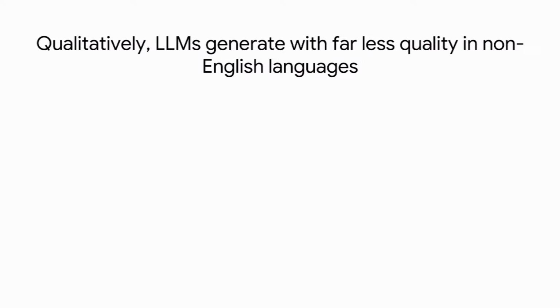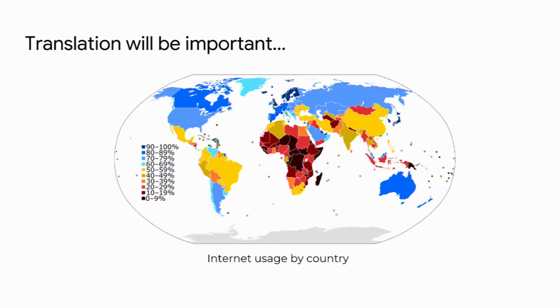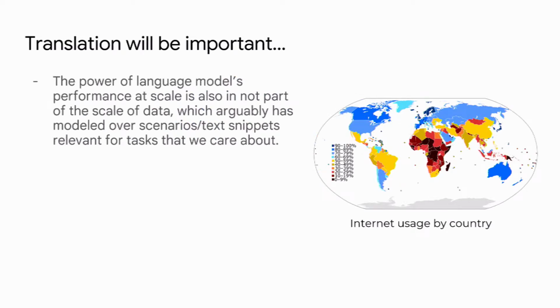Also, qualitatively, LLMs generate with far less quality in non-English languages. So I surmise that translation will be important. If we can get translation down, I think it will unlock a lot of capabilities in these languages. Here is internet usage by country, and the power of language models is that they can really take advantage of the scale of data that we have produced and put out there on the internet.